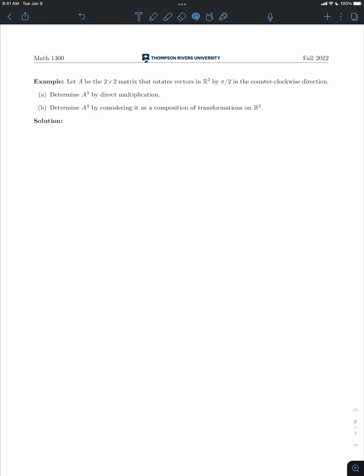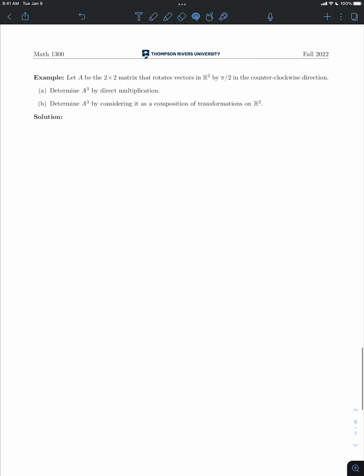All right, next we're going to take a look at a specific example of computing a power of a matrix. So we're given a matrix A, although we need to work out what its entries are, and then we're asked to compute the cube of A. And we're going to do it in two different ways. First, we're going to do it using direct multiplication, in the sense of just directly applying the definition that we just talked about on the previous page. But then in part B, we're going to take a look at it from a different point of view, which is going to turn out to be really neat.